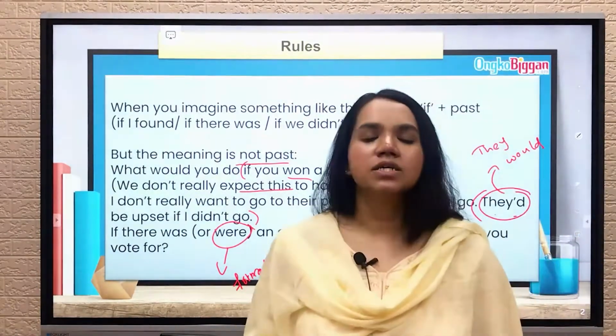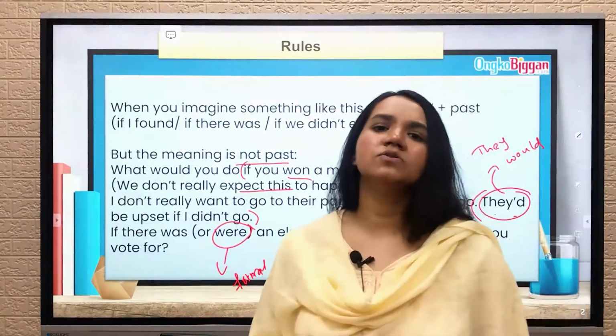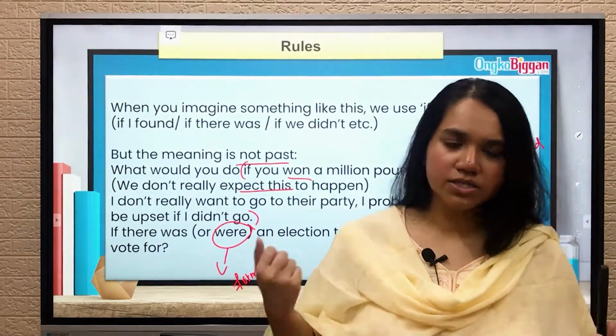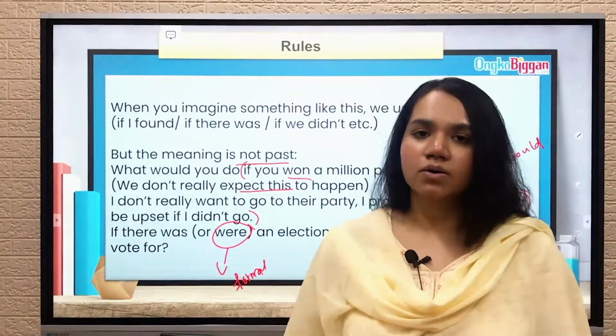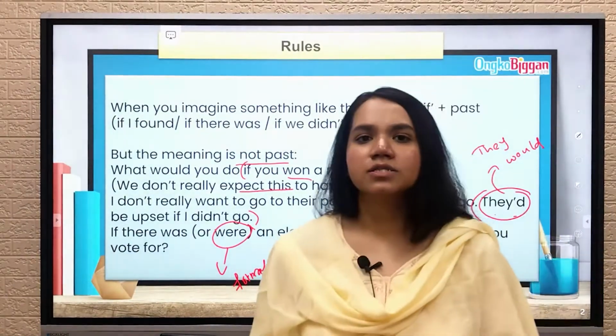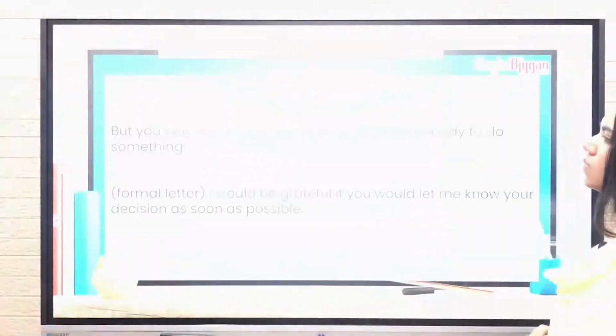So, I said who would in this case because is there any chance of there happening an election tomorrow? Of course not. You cannot just one day tell that tomorrow there will be an election, right? So, for this reason, it has to be very significant whenever you want to put these rules.